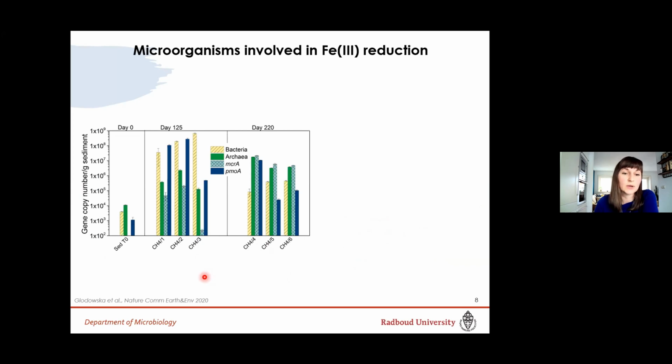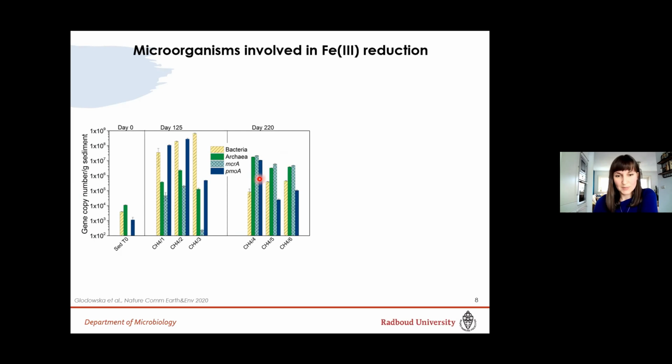The first thing we did was to look at the bacteria and archaea 16S gene copy numbers, as well as mcrA and pmoA genes. So these are the genes that are commonly used to target anaerobic methane-oxidizing archaea, and pmoA for methanotrophic bacteria, usually aerobic ones. After 125 days, we saw that the bacterial community dominated over archaea, and there was much higher abundance of the pmoA gene over the mcrA gene. This changed quite a lot at the end of the experiment, when there were more intense reductive processes happening. Then we saw that archaea were taking over, and the mcrA gene was more abundant than the pmoA gene.